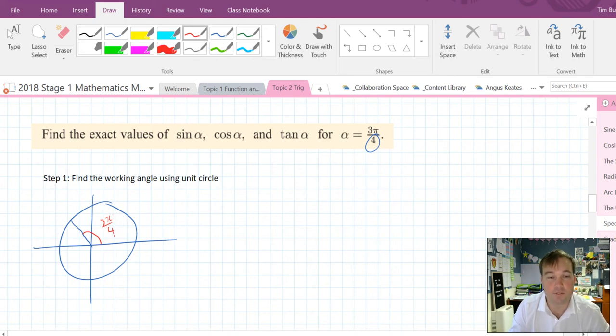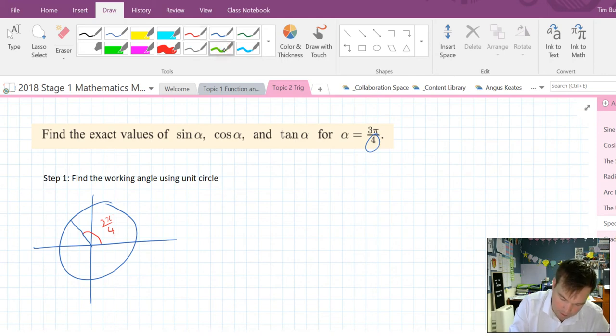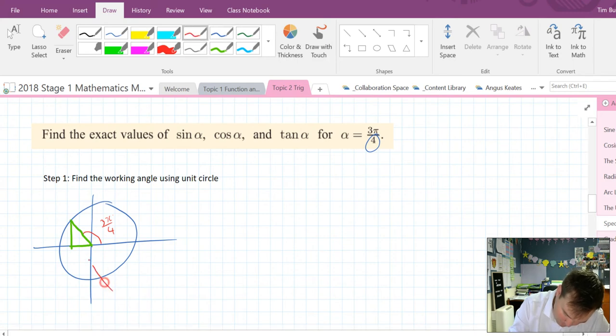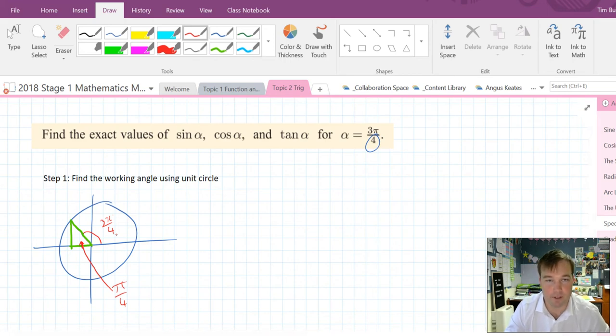Now, we can use the notes from above, or we can try and work out what sort of triangle we've got here. What sort of triangle we've got is this one here. And that angle in there, if the whole way around there was 3 pi on 4, this angle in here will be pi on 4, because the entire 180 is pi, so we've got a triangle with a pi on 4 angle inside it. Pi on 4 is the same as 45 degrees.